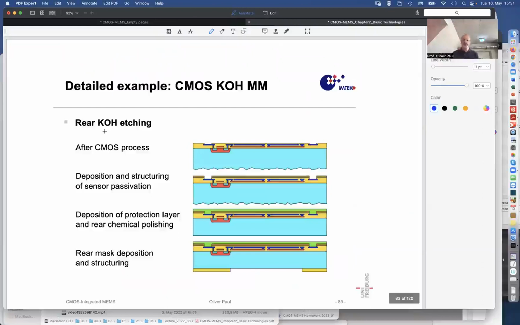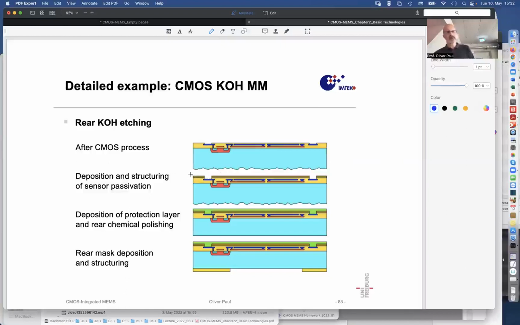So let's look at CMOS KOH etching, as we implemented it, and it's still in production in some companies. Imagine this wafer to have come out of the CMOS foundry with a slightly rough backside. It's not as rough as shown here. This is strongly exaggerated. There are the CMOS structures on the front, the circuitry, the interconnection lines, and so on.